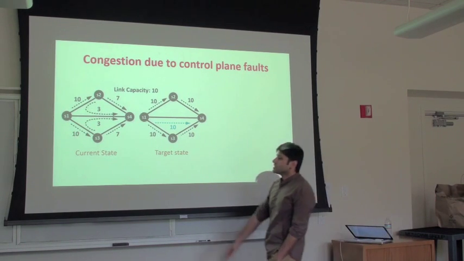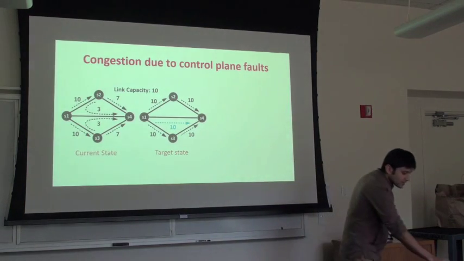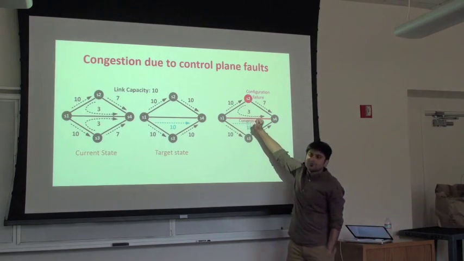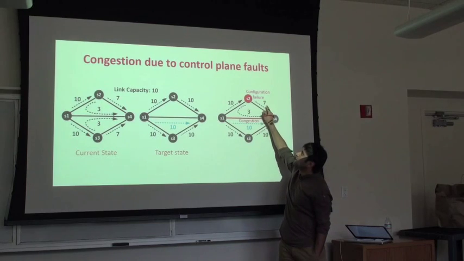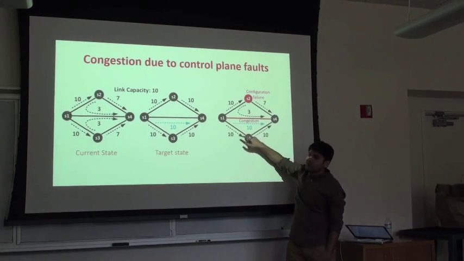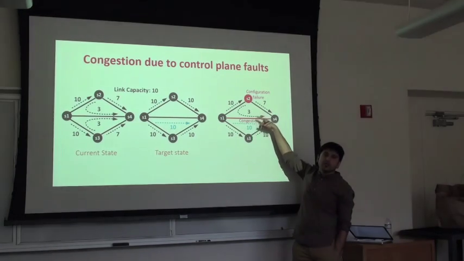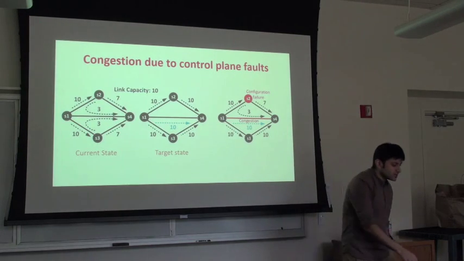So let me show what I mean with congestion and control plane faults. Suppose this is the current state, and you're computing this as your target state. As part of making that transition, you need to update switch S2. Suppose that does not happen. It will continue to spread its traffic across 7 and 3, while in the meanwhile this blue traffic has started. So failure to update this switch will lead to congestion in this network. This is what we're calling a control plane fault.